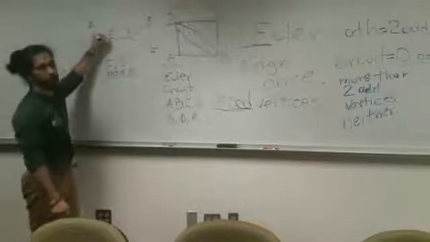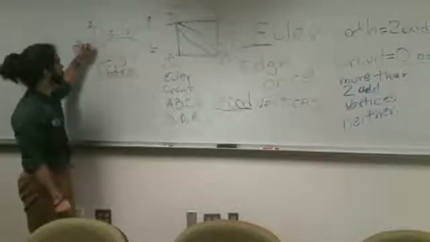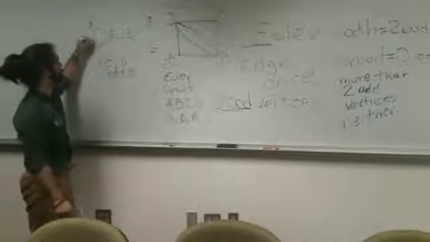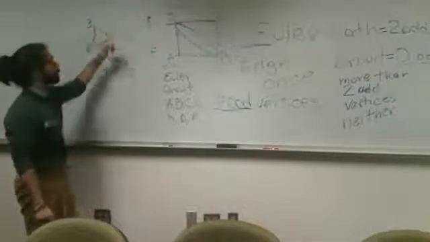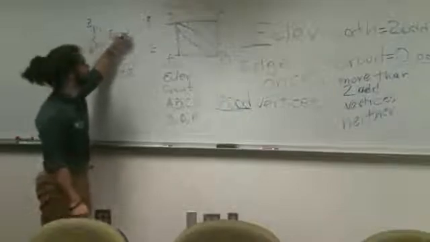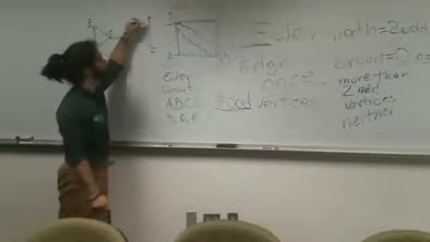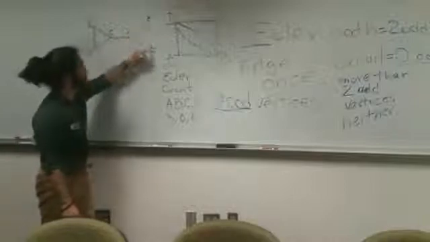From C, I can go to A. And from A, I can go to B. Back to C. When I cross over to the other side, I'm going to go to D. Go back to E. Go down to F. And then back to D.